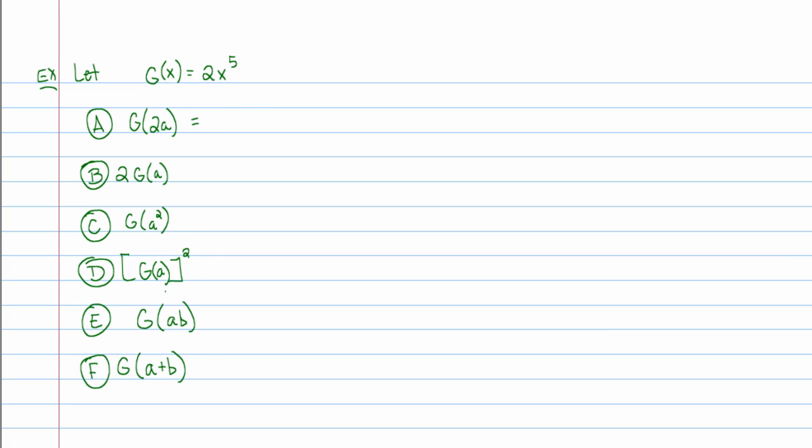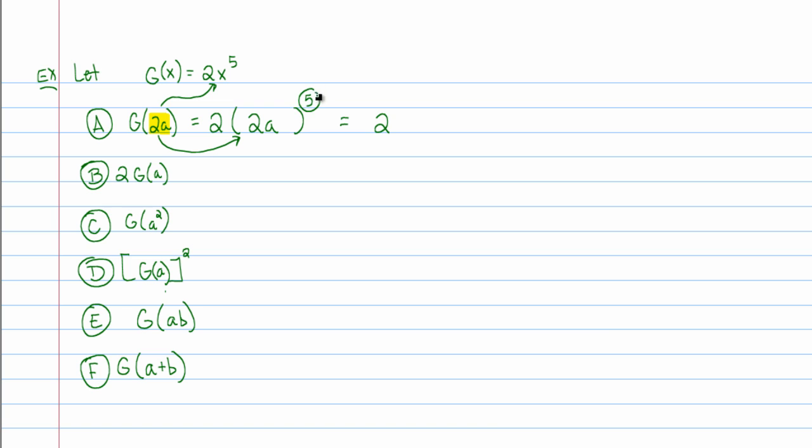Now remember, with a function, whatever's on the inside, that's my input, I'm going to plug that in wherever I see an x. So I have 2 times junk to the 5th power. That junk is actually that 2a. And can you see why I've done this example in this section? So we have 2 times 2a to the 5th.